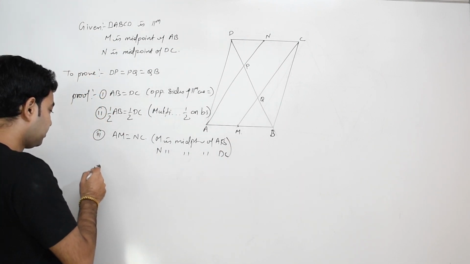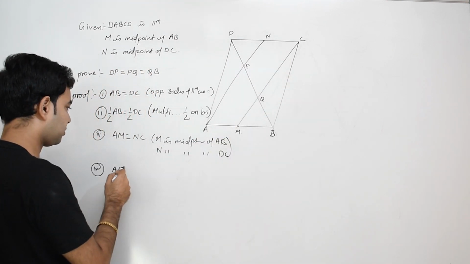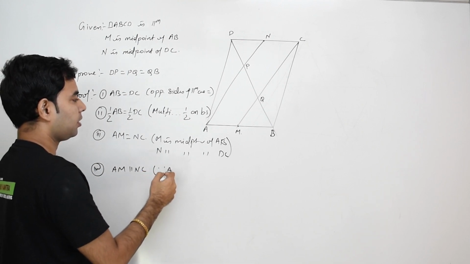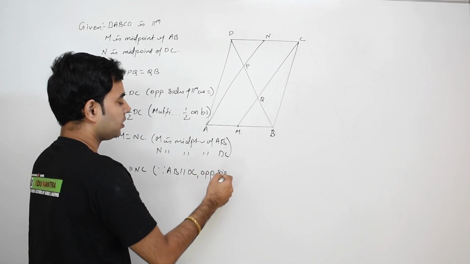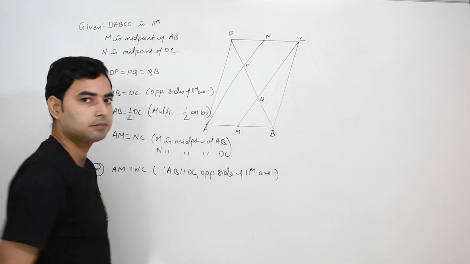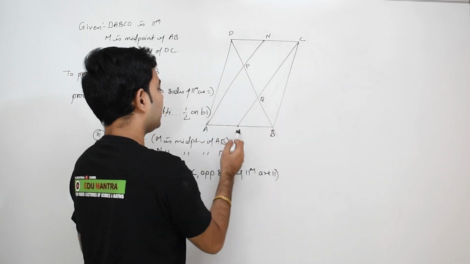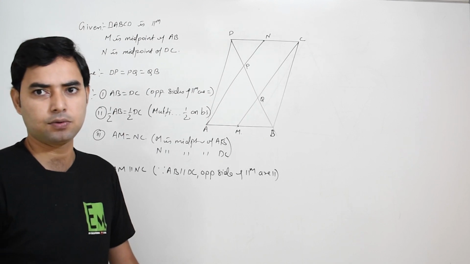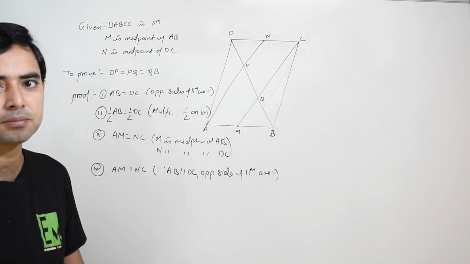उसके बाद में, this AM is parallel to NC. AM is parallel to NC because AB is parallel to DC. Opposite sides of parallelogram are parallel. क्या मिला हमको? This AM is equals to NC. AM is parallel to NC means one pair of opposite side is parallel as well as equal. इसका मतलब ये है कि quadrilateral जो फॉर्म होगा वो आपका parallelogram होगा.